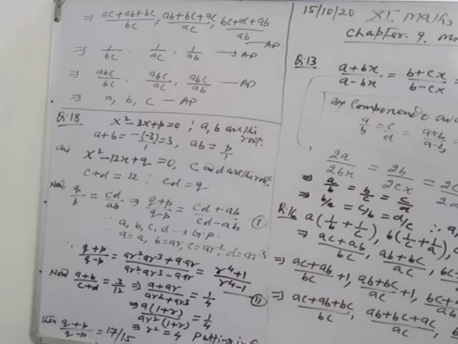Now see question number 18. There are two quadratic equations. The first equation is x square minus 3x plus p equal to 0, and A and B are the roots. So the sum of the roots, A plus B, is minus b by a, as you know, so you will get 3, and the product of the roots AB is equal to p.